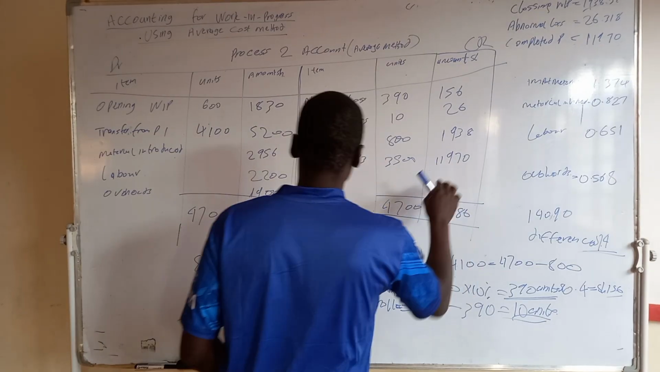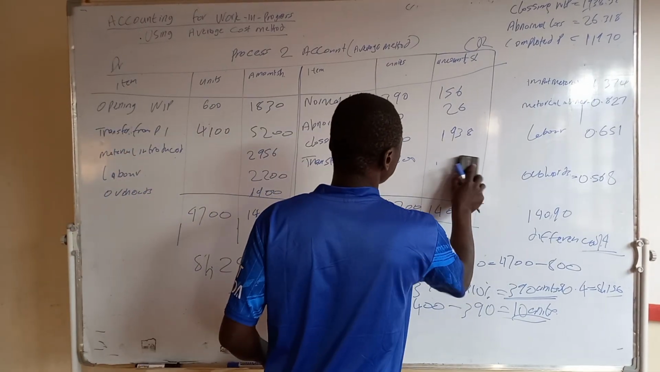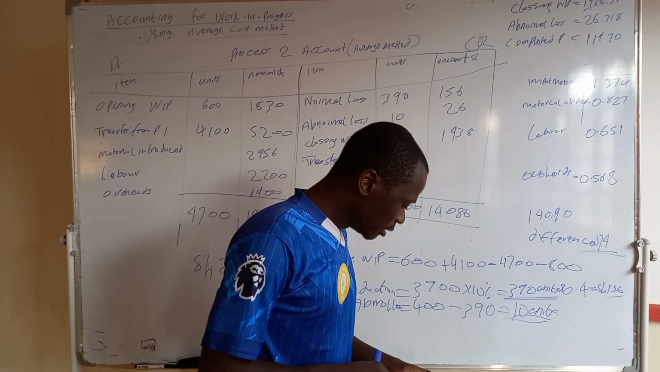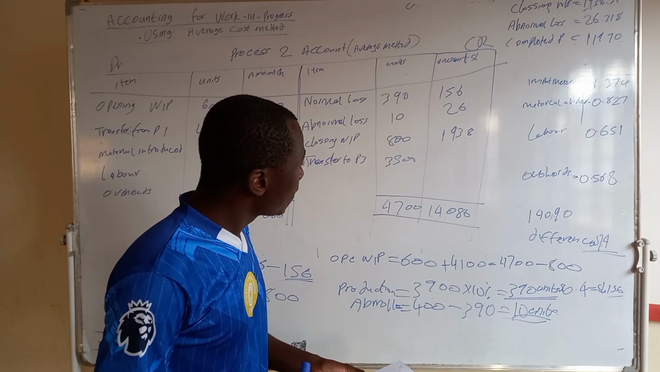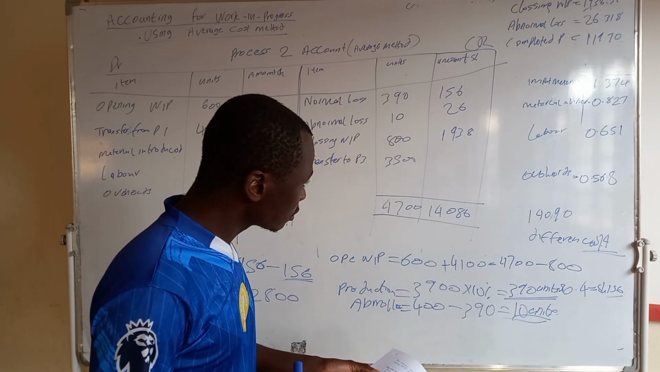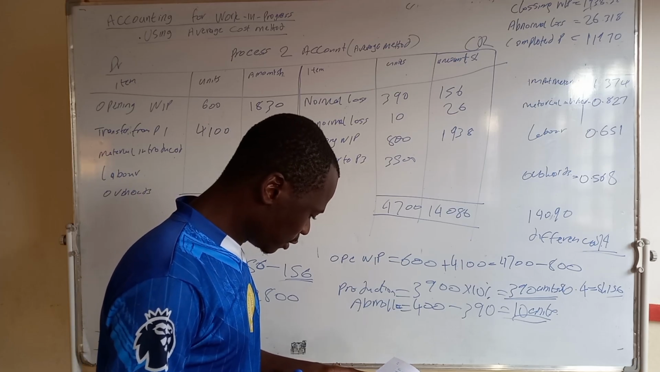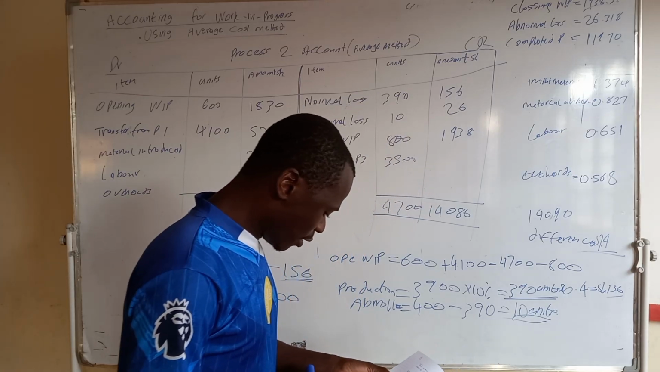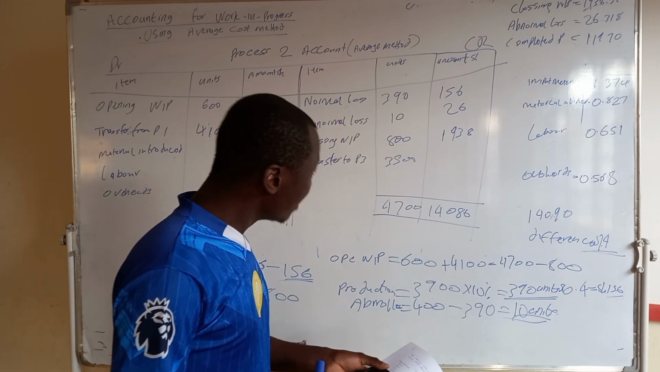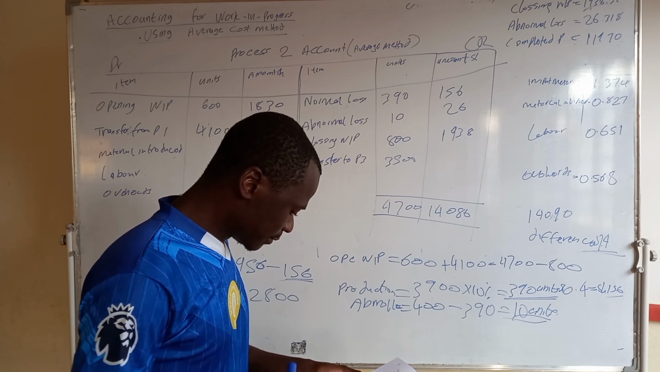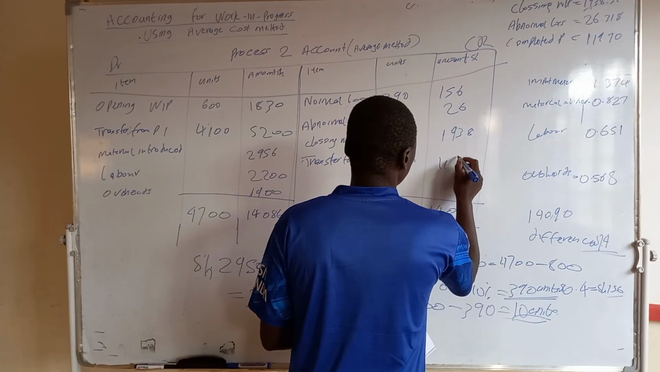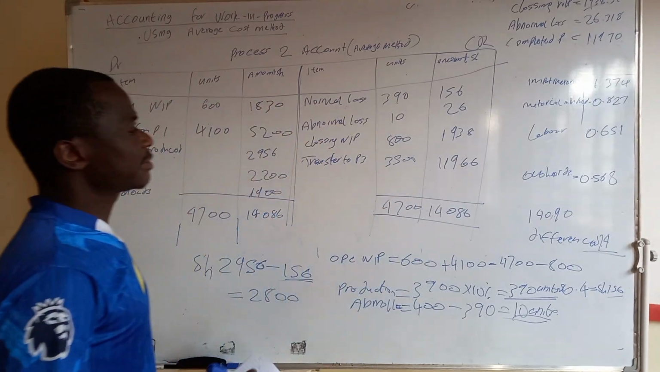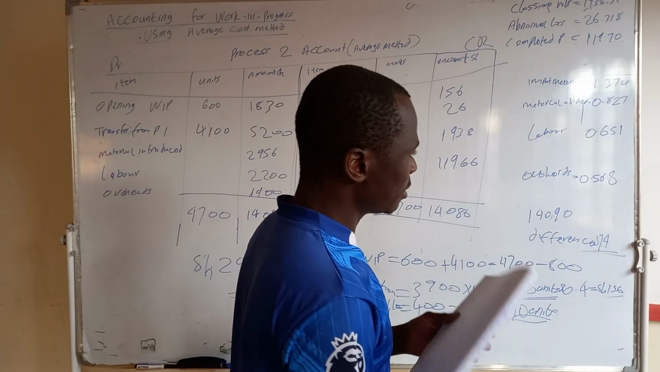Now let us find the true value. It is 14,086 minus 156 minus 26 minus 1938, and therefore this becomes 11,966. And therefore our account balances.